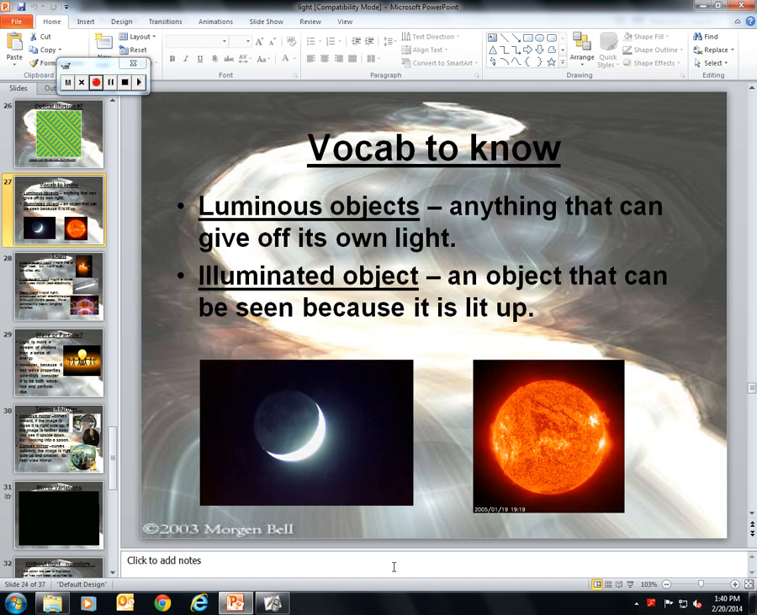Okay, so now we're going to talk just specifically about light. Luminous objects are anything that gives off its own light, like the sun is luminous, a light bulb is luminous. Illuminated means it's lit up by something else, so the moon is illuminated. It doesn't produce its own light. Instead, the light we see is from the sun shining on it.